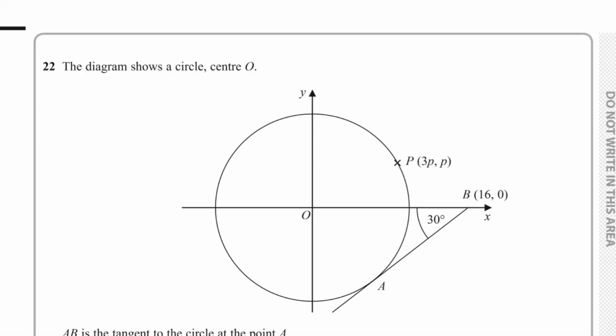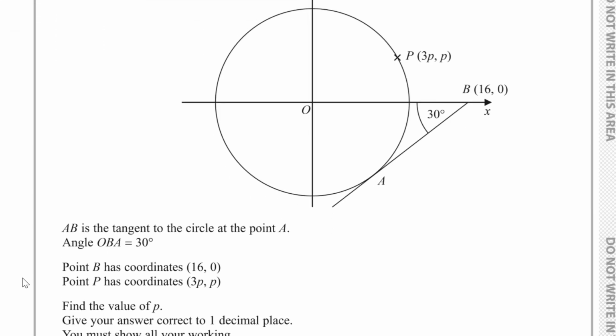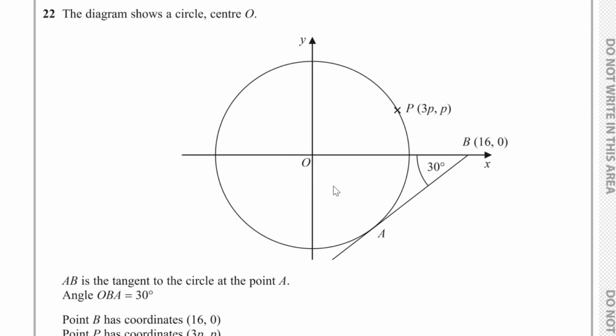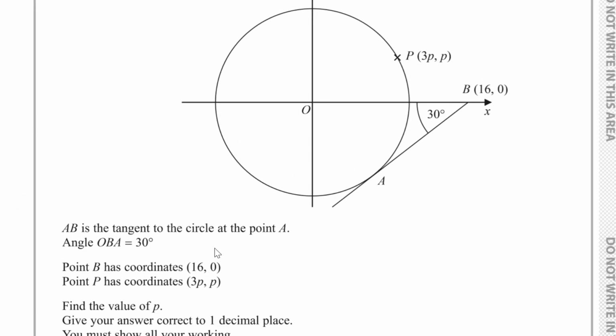For question number 22, we've got the diagram which shows a circle with centre O, as we see here, and AB is a tangent to the circle at the point A. The point B has coordinates 16, 0. The point P has coordinates 3p and p. We have to find the value of p to one decimal place.